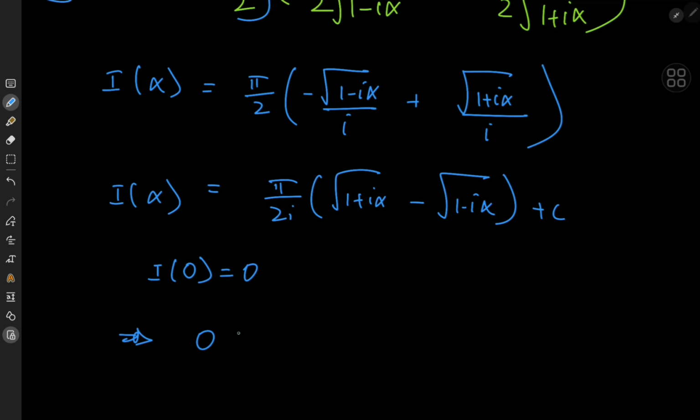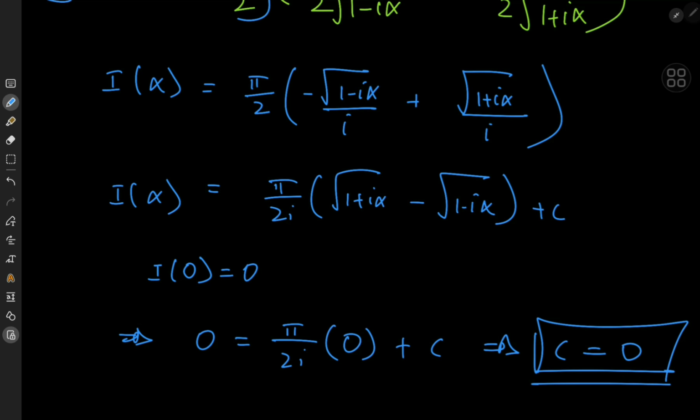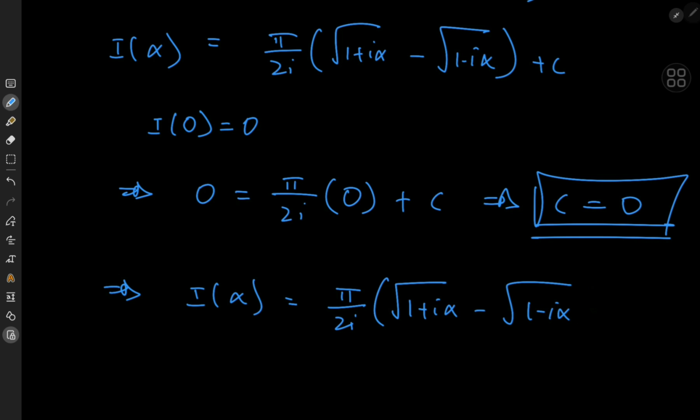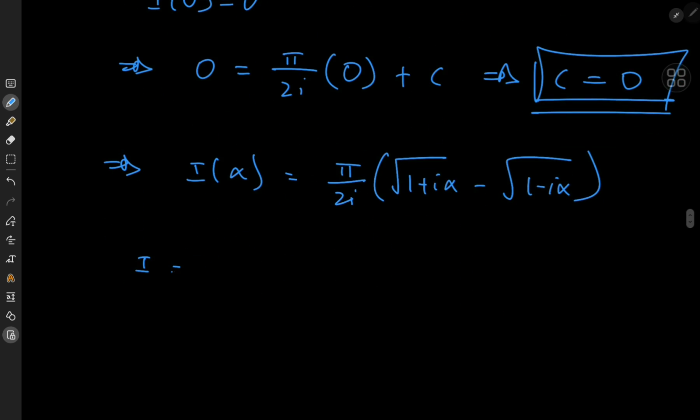So this implies that on plugging in alpha equal to 0, we have 0 equal to pi by 2I times root 1 minus root 1 being 0 plus c, which implies that the constant of integration is quite conveniently equal to 0. And we have I of alpha being pi by 2I times root 1 plus I times alpha minus root 1 minus I alpha. And the target case was alpha equal to 2. So that means the integral equals I of 2.